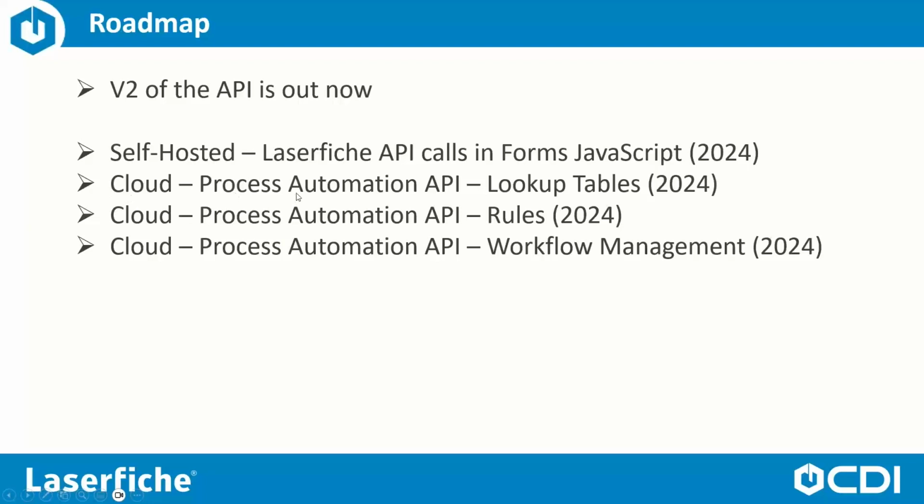And then for cloud, we've got some process automation updates. We'll be able to interface with lookup tables, so we can receive information from another application and push that into a cloud lookup table automatically through the API, like we can with the SDK right now. We'll also be able to interface with rules, so workflow rules, and then other workflow management updates will be made. And more details, I'm sure, will roll out on that as we get closer to time. That's just a quick look at what's coming.